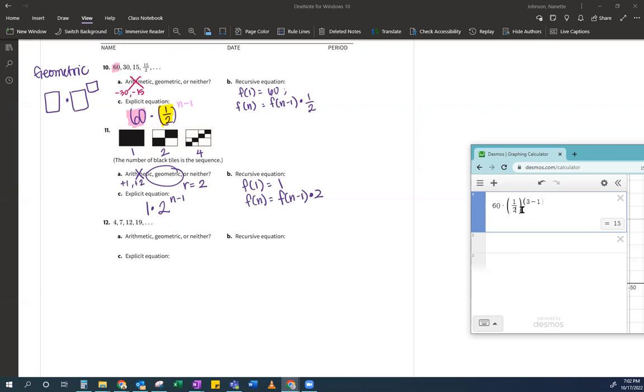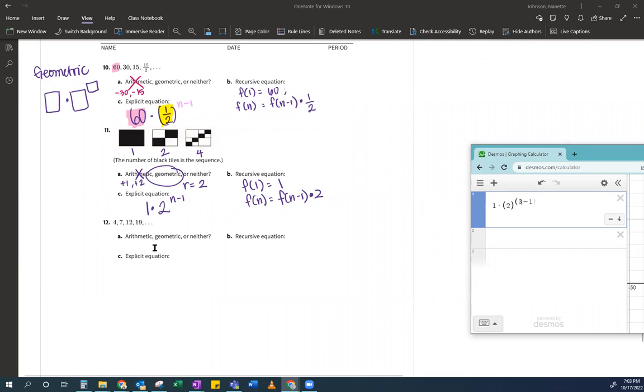Okay, so I'm going to change this all so that it says 2. I'm going to change this to the number 1. So 1 times 2 to the n minus 1. I'm going to plug in the first term. It should be 1, yay. I'm going to plug in the second term. It should be 2, yay. I'm going to plug in the third term, and it's 4. So yay, I did this perfectly.